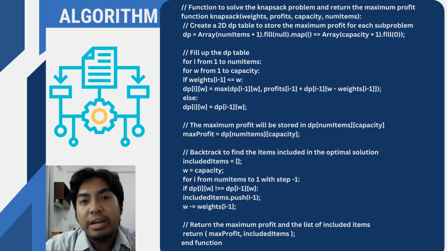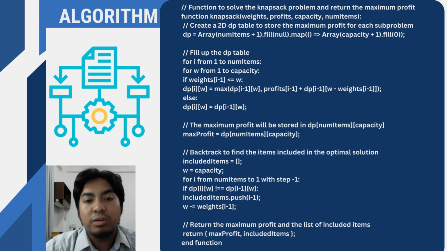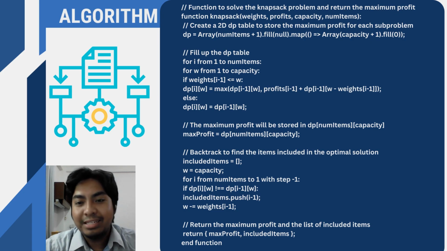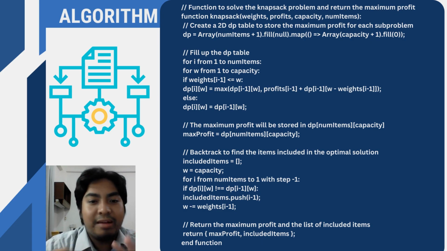After that, we're going to create a 2D DP table. As you know, the core idea of dynamic programming is to break down the main problem into smaller sub-problems and solve each sub-problem only once, storing the solution in a table to avoid redundant computations. In this case, we'll use a 2D array called DP, where DP[i][w] represents the maximum profit that can be obtained by considering the first i items with a knapsack capacity w. So that is where we get DP in bracket i in bracket w.